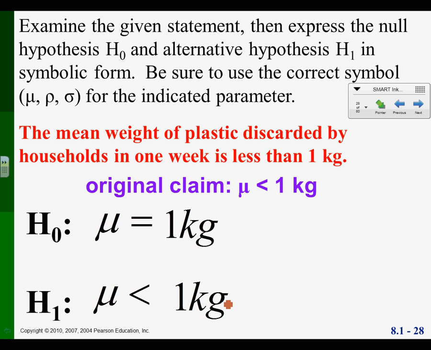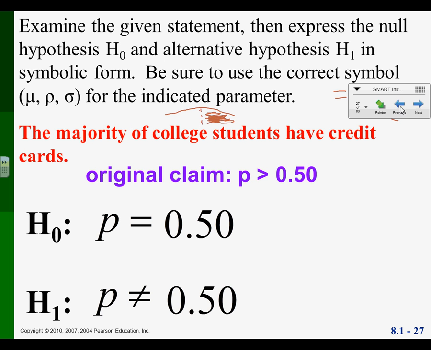So no matter what, the null hypothesis has to be equal. And we're starting to figure out why the alternative hypothesis is flipping back and forth. The majority of college students have credit cards. So that could be 60%, that could be 70%, 80%. Kind of vague, isn't it?